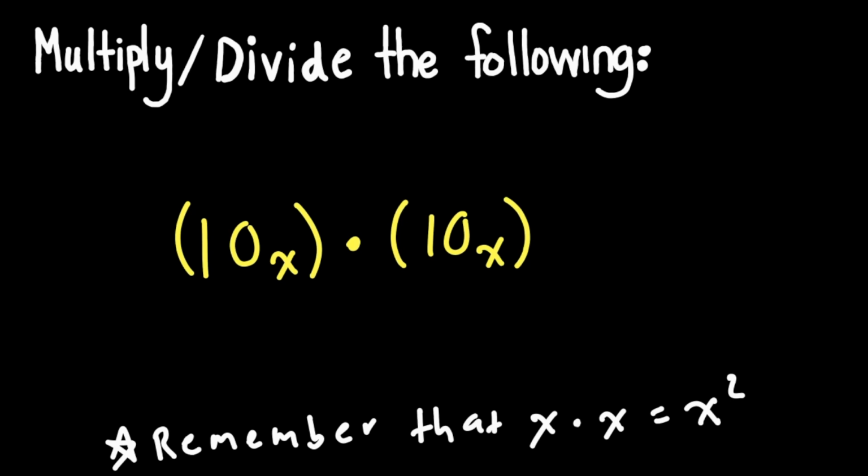And the reason for this has to do with the laws of exponents, which we'll be talking about later on in the course. Basically, each of these x's is really raised to the power of 1. And when we're multiplying powers with the same base, in this case x, we add the exponents. So that's why we get x squared. But all we have to remember now is that x times x equals x squared. So 10x times 10x is going to equal 100x squared.